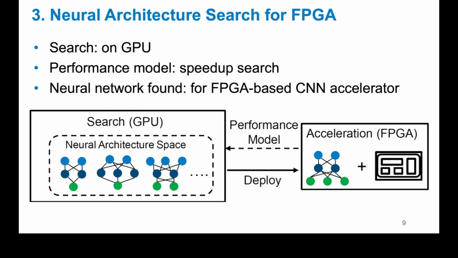Based on the proposed hardware design and the hardware performance model, now we introduce the neural architecture search for FPGA. An overview is illustrated in the slide. The search and the training are performed on GPU platform. The performance model is used for fast performance estimation. The found neural network will be deployed on the proposed CNN accelerator at the end of the whole process.